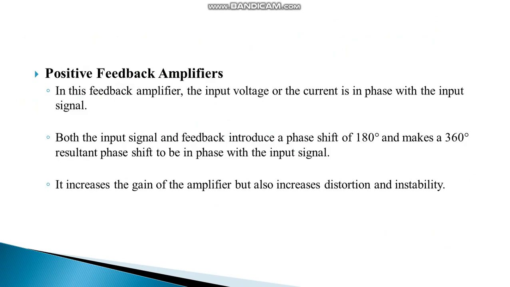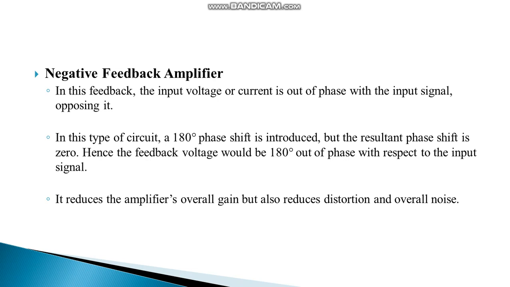So positive feedback, in this feedback amplifier, the input voltage or the current is in phase with the input signal. Both the input signal and the feedback introduce the phase shift 180 degree and makes a 360 degree resultant phase shift to be in phase with the input signal. It increases the gain of the amplifier but also increases distortion and instability.